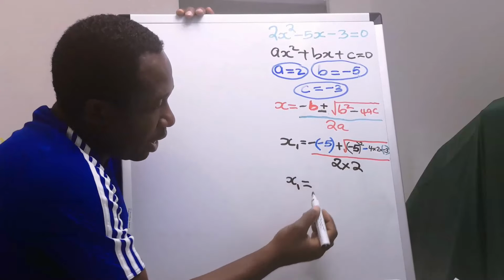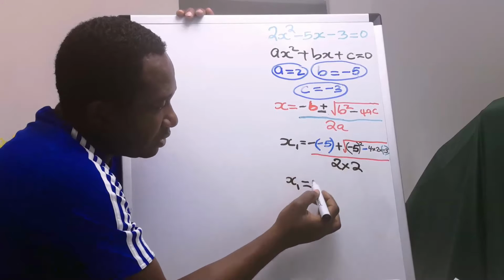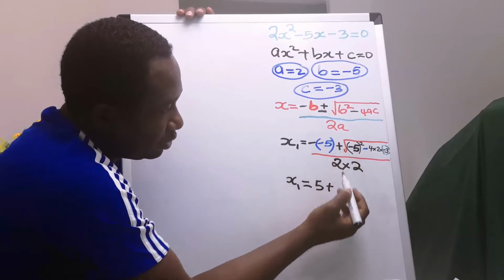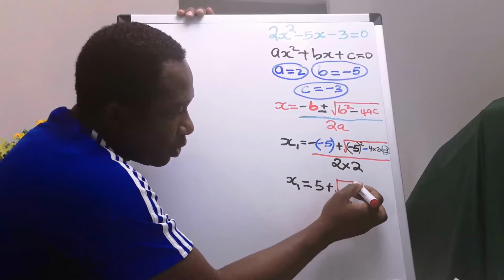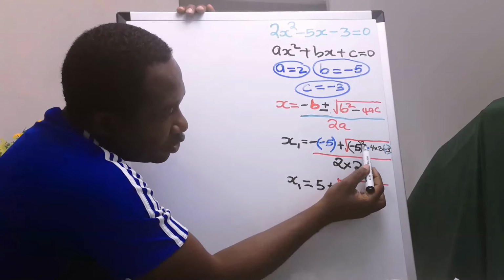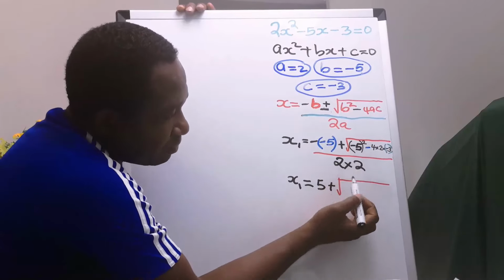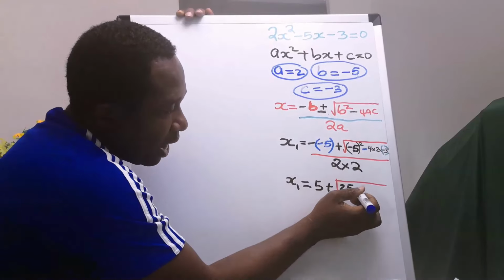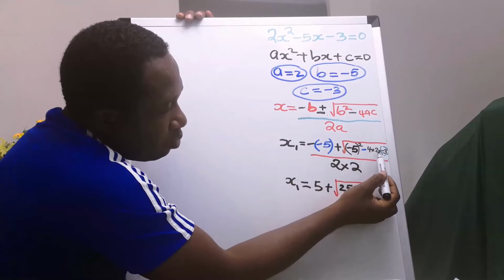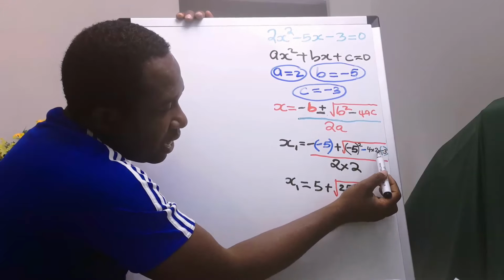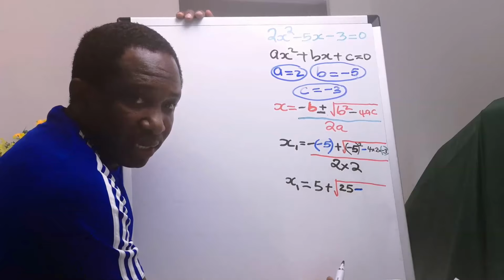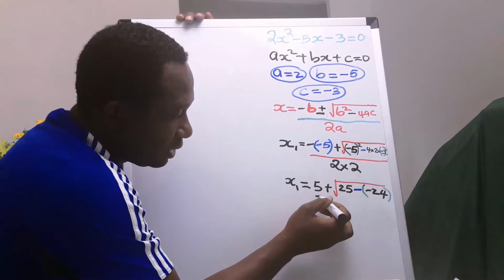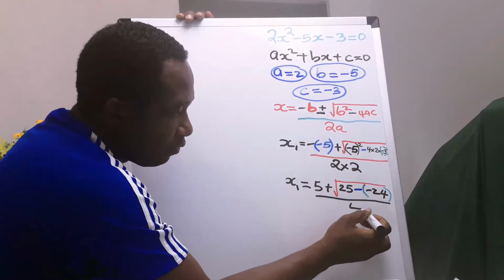And x1: minus times minus will give you plus, and we have 5. This plus, inside the square root, this is squared, minus 5 times minus 5 will give you 25. And we have a minus. 4 multiplied by 2 is 8. 8 multiplied by minus 3 will give you minus 24. At the denominator, we have 4.